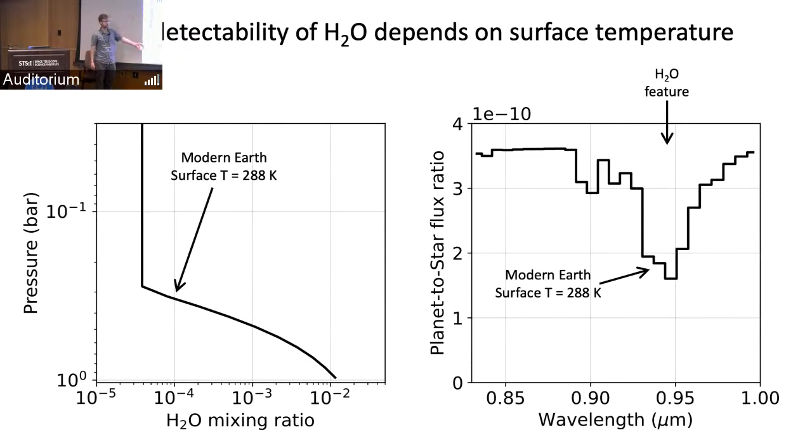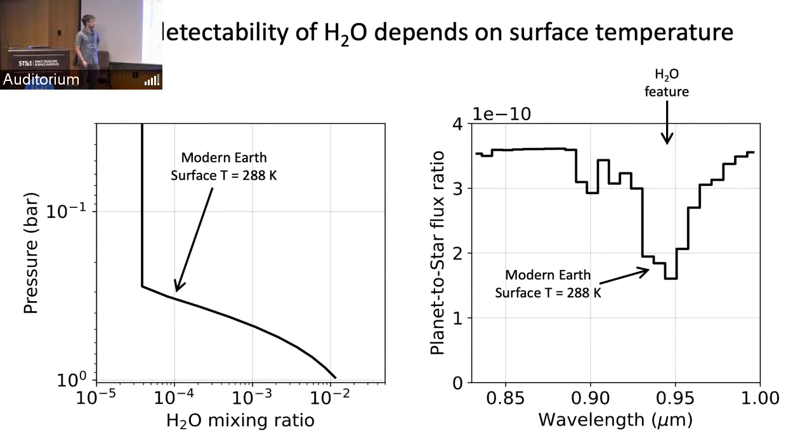This is the water vapor in its atmosphere on the left. We have water vapor mixing ratio on the x-axis, pressure going up in the atmosphere on the y-axis. For the modern Earth, we have a surface temperature of 288 Kelvin. The amount of water vapor in the atmosphere is dictated by the temperature, so water is very near saturation point in the atmosphere. On the right is a reflected light spectrum between 0.83 and 1 microns, and you can see a big water vapor feature there at about 0.94 microns.